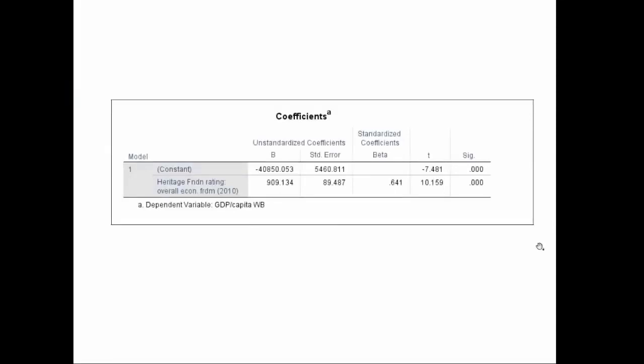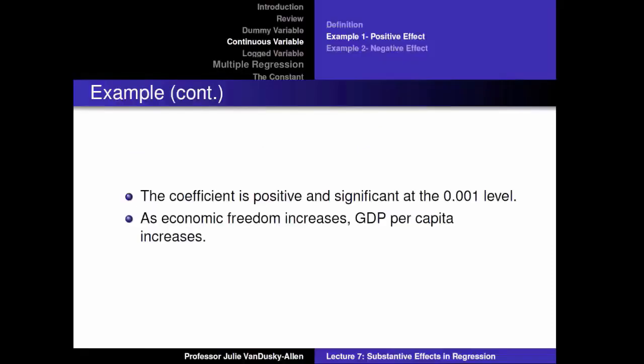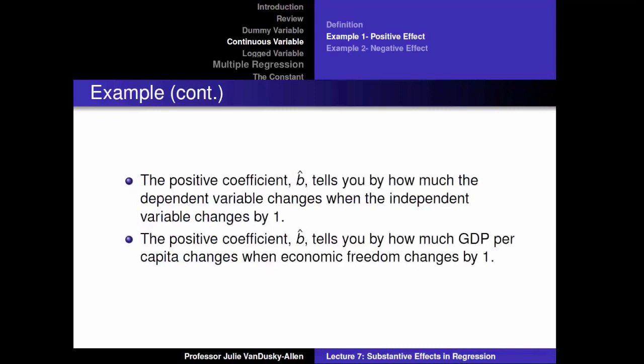The coefficient for economic freedom is positive, as expected, and the sig value is 0.000, which indicates that the coefficient is significant at the 0.001 level. So you have support for your hypothesis. You can conclude that as economic freedom increases, GDP per capita increases. Not only do these results show you that economic freedom has a positive effect on GDP per capita, they also show you the specific effect it has.